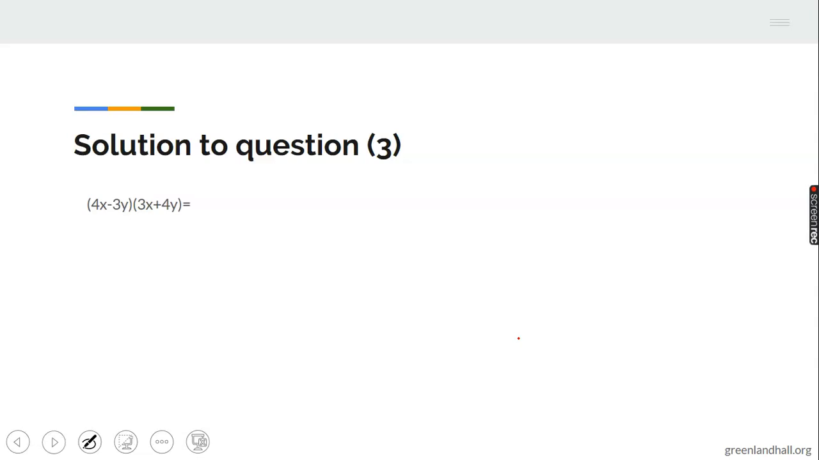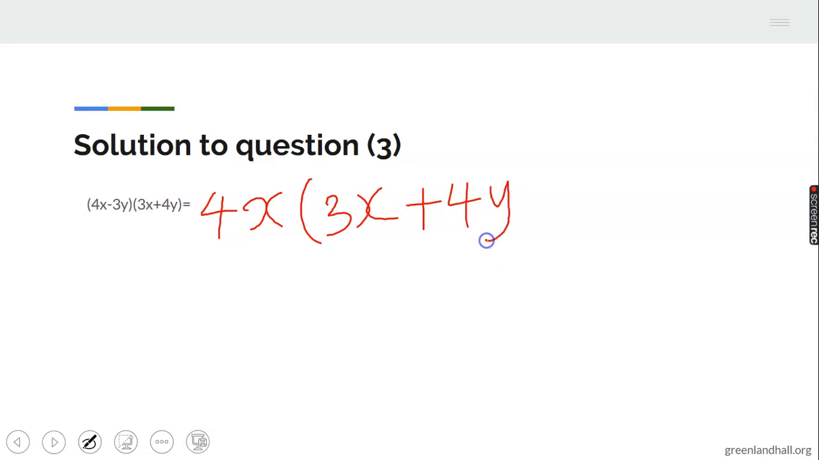Okay. I think some might be confused, but don't be confused. It's very, very simple. Okay, let's just follow. If you don't understand or if you can't attempt it, just follow as I do. 4x multiplied by 3x plus 4y. Then minus 3y, 3x plus 4y.